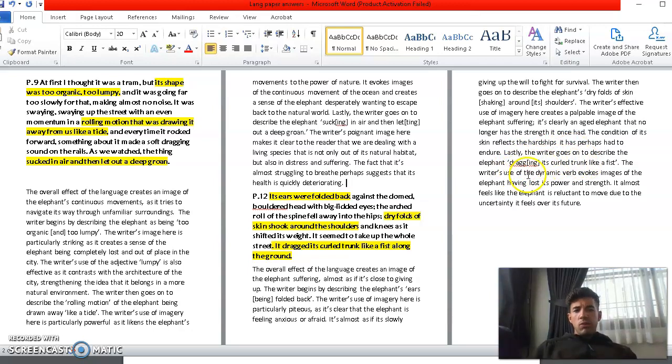The writer's use of the dynamic verb, so this time, although it is imagery, I'm focusing on a particularly powerful word, and that is the verb dragged. So the writer's use of the dynamic verb evokes images of the elephant having lost its power and strength. It almost feels like the elephant is reluctant to move due to the uncertainty it feels over its future.